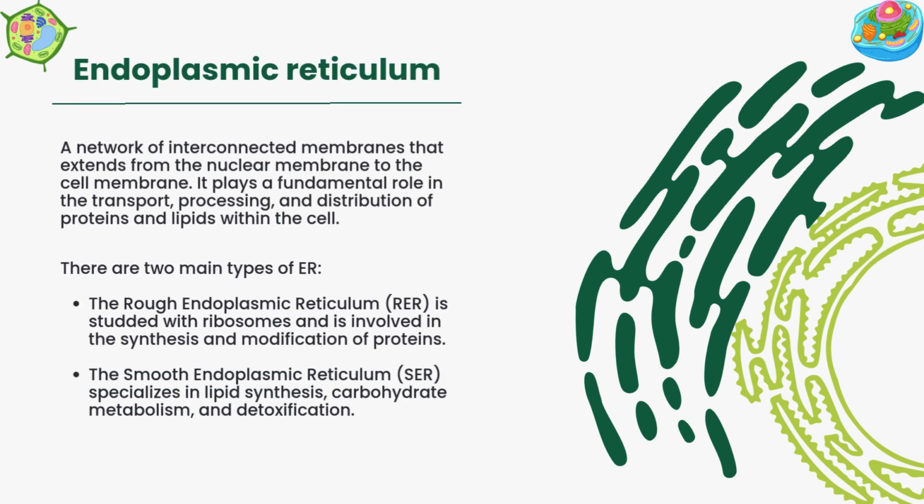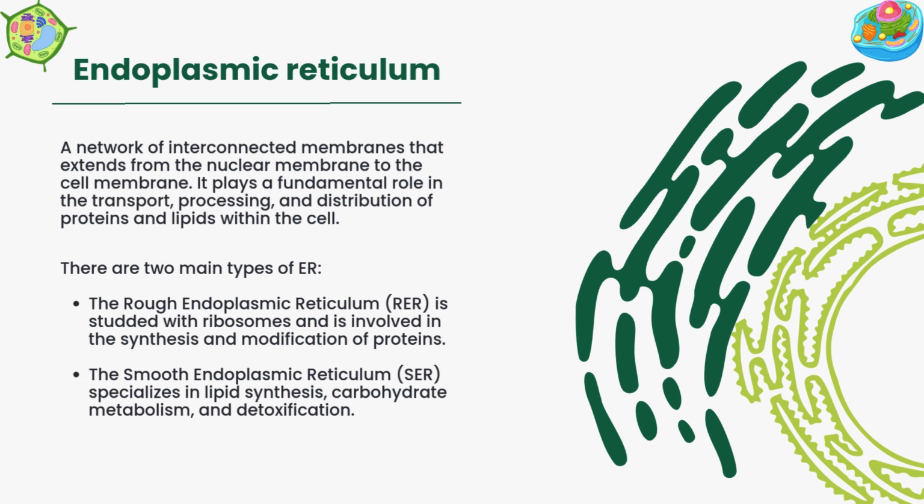So the endoplasmic reticulum is a network of interconnected membranes that extends from the nuclear membrane to the cell membrane. So that means it surrounds the nucleus and it has all of these channels that will have these highways from the nucleus all the way out to the cell membrane on the outer parts of that cell. It plays a fundamental role in the transport, processing, and distribution of proteins and lipids within the cell. And there are two main types.